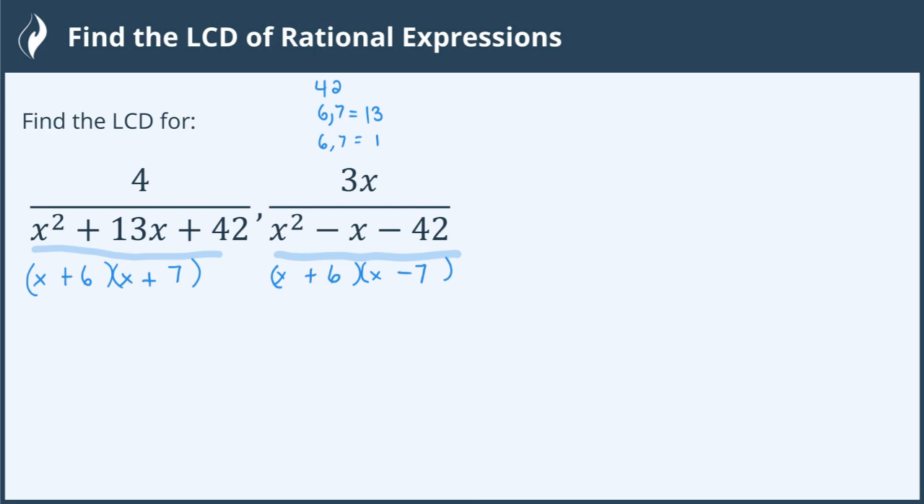Okay, so now what I'm going to do is I look at all my factors. Well, I have an x plus 6 in both of them. So my LCD is going to be a combination. So I got an x plus 6 in both of them. So that's one of my factors. And then I have an x plus 7 and an x minus 7. So those also are part of my LCD. So x plus 6, x plus 7, x minus 7, and there we have our LCD, because we would need to have all of those terms in both of these if we were going to do something with them and we needed a lowest common denominator to work with them.